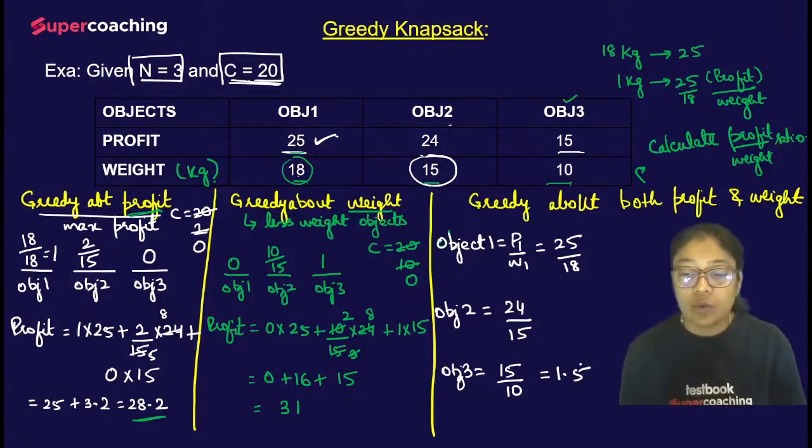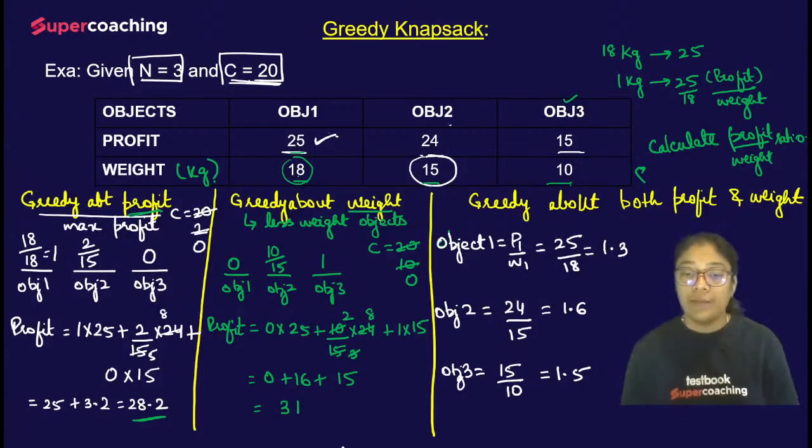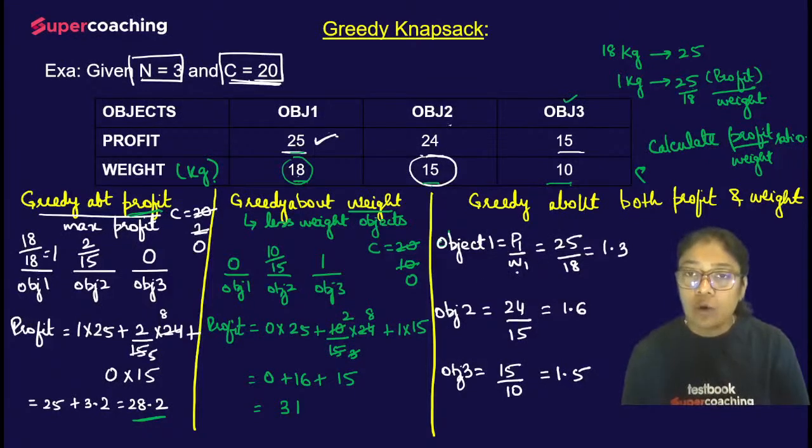I hope it's not going behind the image. This is something like 1.3 and this is 1.6. Okay. Now we'll focus on 31. Will the answer be 31? I don't think so. Anyhow, the first step is to find out the profit upon weight ratio.